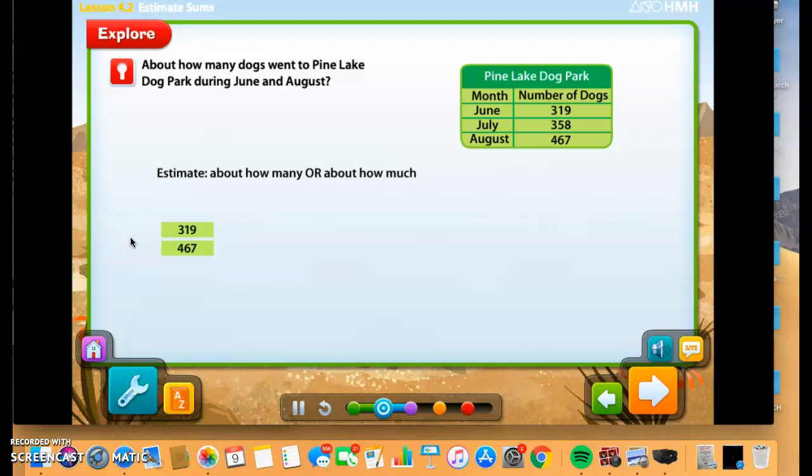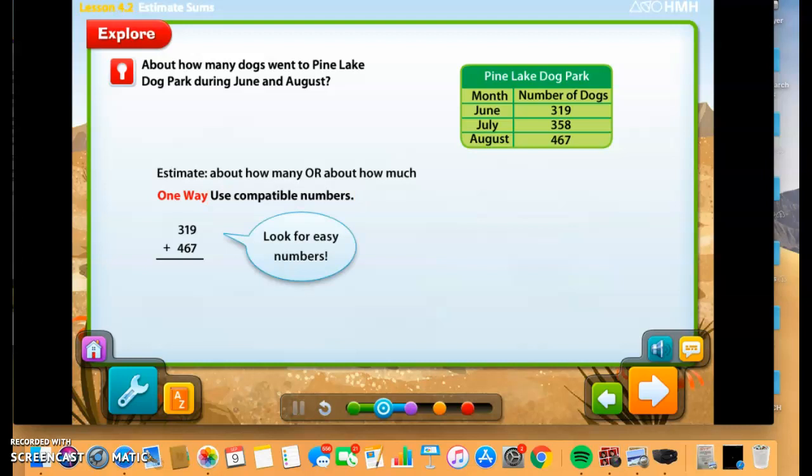How would you find the sum of 319 and 467? To find the sum, you'd write 319 plus 467. But you want to estimate. One way to estimate this sum is to use compatible numbers. Compatible numbers are numbers that are easy to compute mentally and are close to the real numbers.